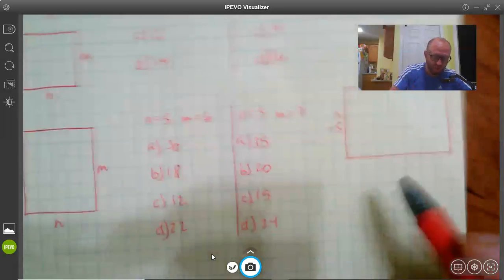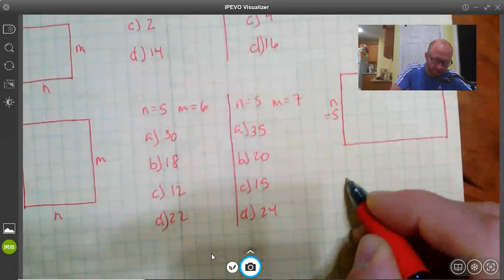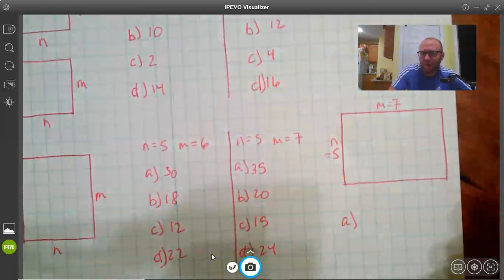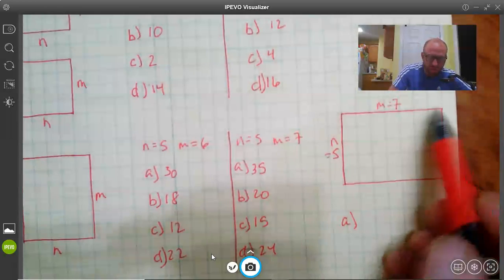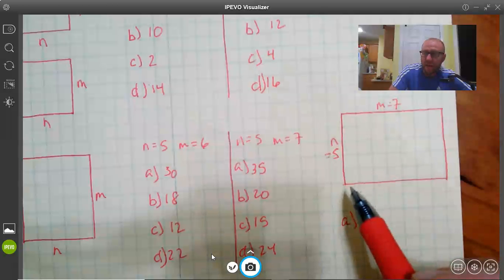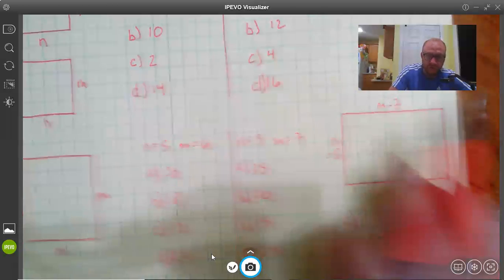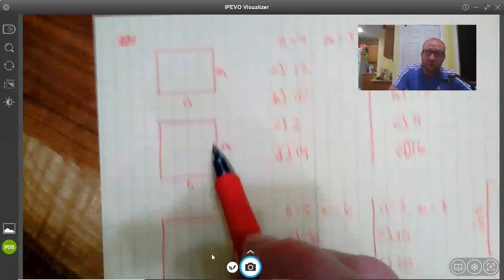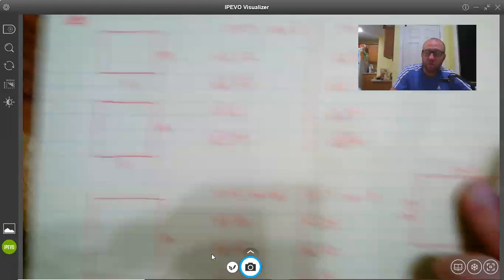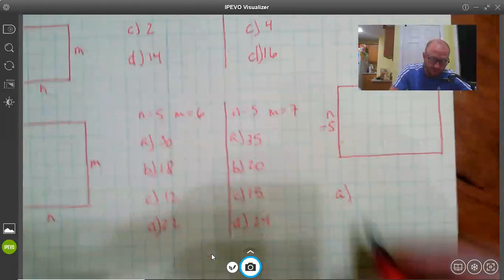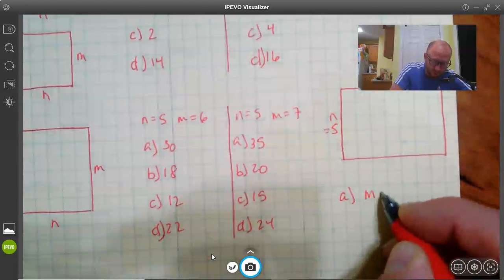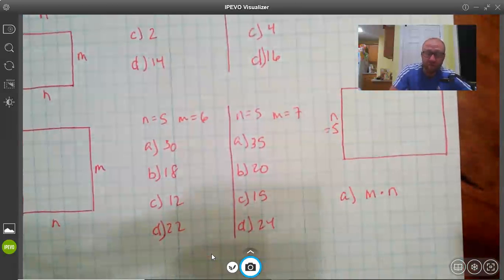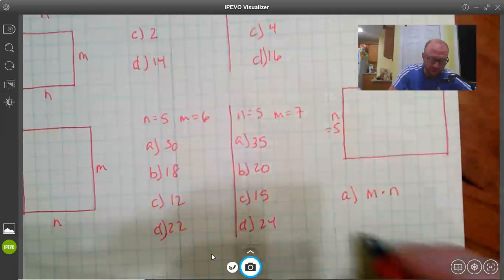In general, A is the number of boxes. That's fairly straightforward. There are 7 columns and 5 rows here, so it's 7 times 5. Over here it was 5 times 6, here it was 4 times 4, and here it was 3 times 4. So it's always going to be m times n for A. That's the expression we'll use to calculate the total number of boxes.